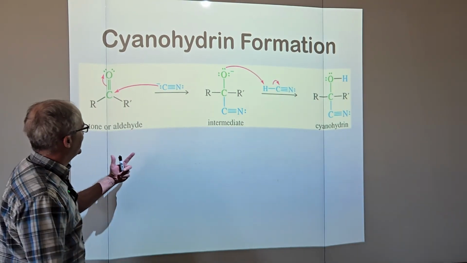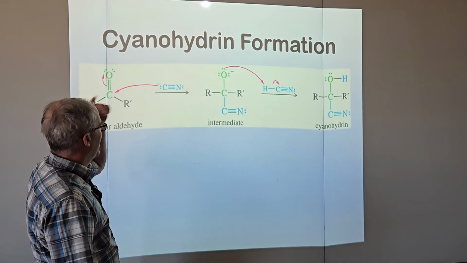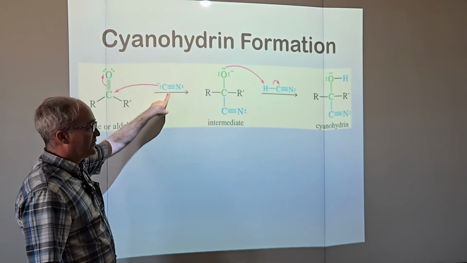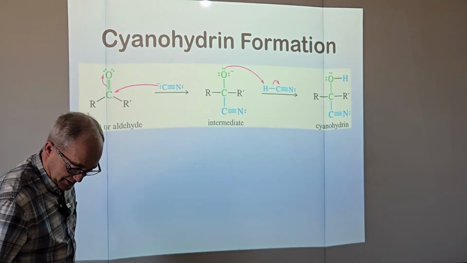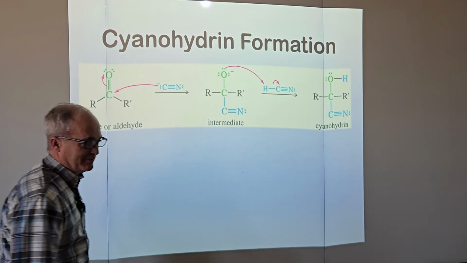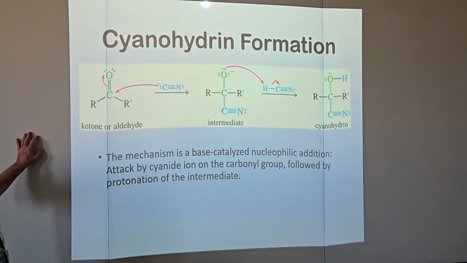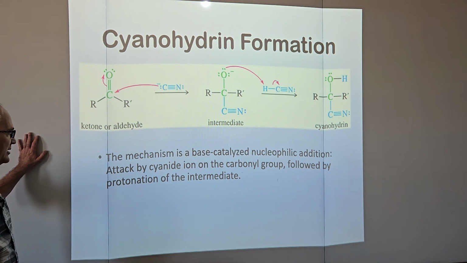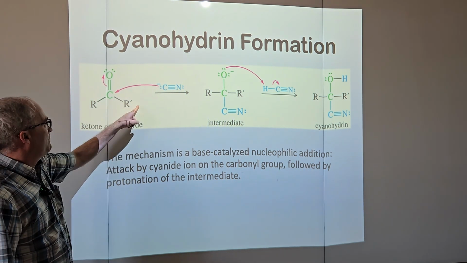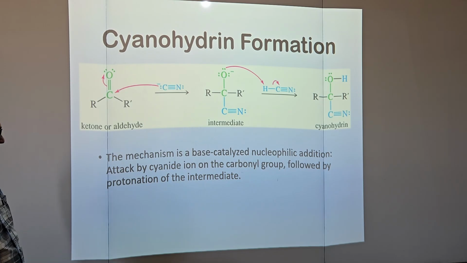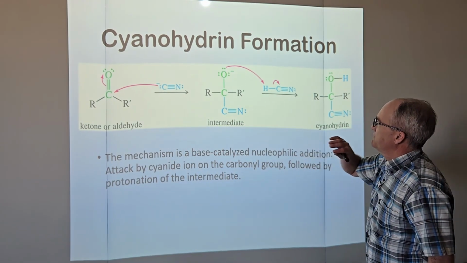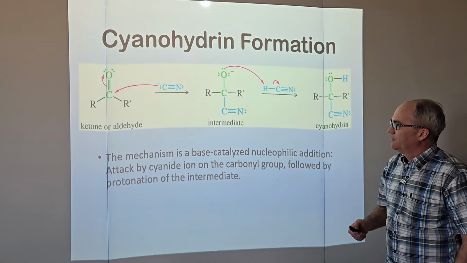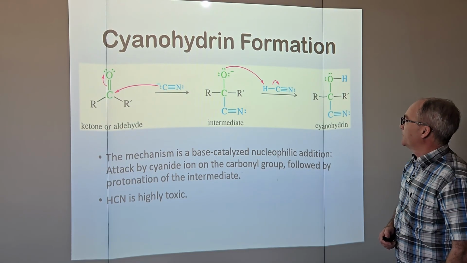So potassium cyanide or sodium cyanide. You should know this from your list of nucleophiles. I believe it's a fairly strong nucleophile. The mechanism is a base catalyzed nucleophilic addition attacked by the cyanide ion, followed by protonation of the intermediate. This looks dangerous. This looks like hydrogen cyanide gas. There it is, highly toxic.